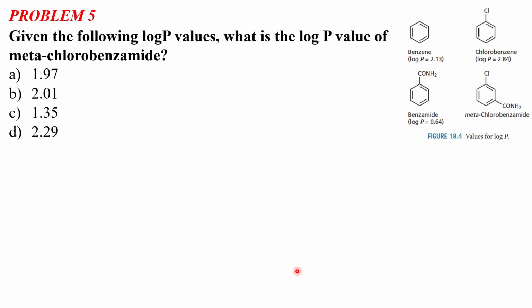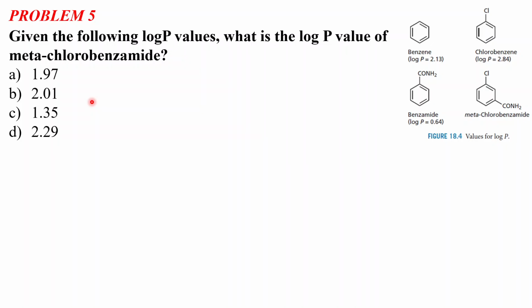Problem number 5 says, given the following log P values, what is the log P value of metachlorobenzamide? For benzene, the log P value is 2.13. For chlorobenzene, it is 2.84. For benzamide, the log P is 0.64. Now you have to identify the log P value of metachlorobenzamide. Your options are A 1.97, B 2.01, C 1.35, D 2.29.